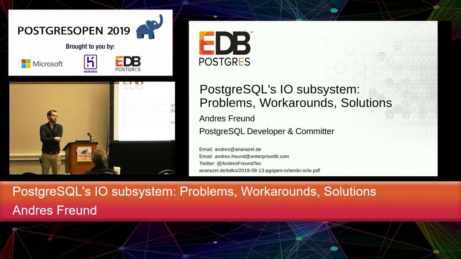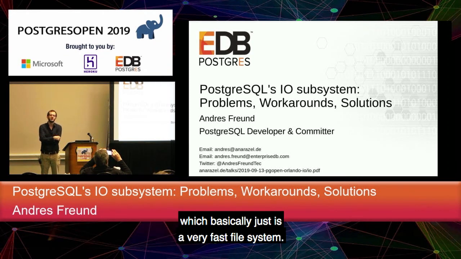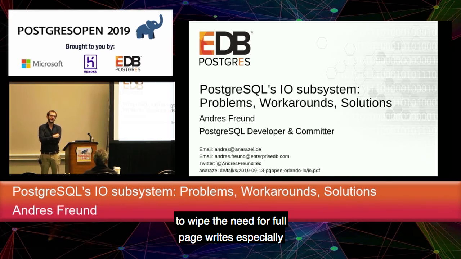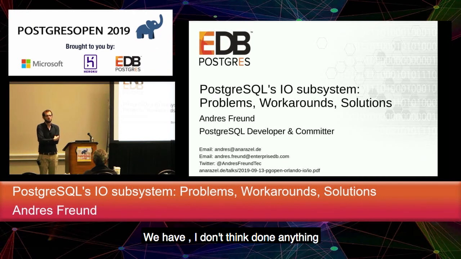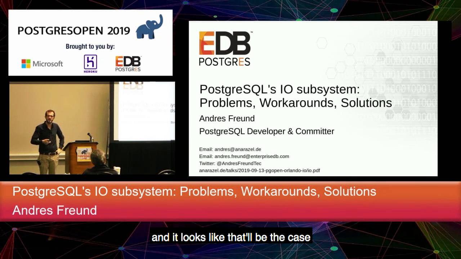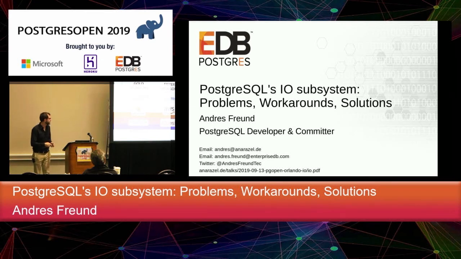Persistent memory. I think we can just use it as a file system using Linux's DAX mode, which is basically a very fast file system. You can do that. We could also use it more directly to avoid the need for full page writes, especially because you can rely on avoiding torn pages that way. I don't think we have done anything, but I'm not sure it's that crucial to work on, because the systems are still so hard to get, and it looks like that will be the case for another 2 or 3 years, that I'm not sure it's the most important thing to work on. But thank you.